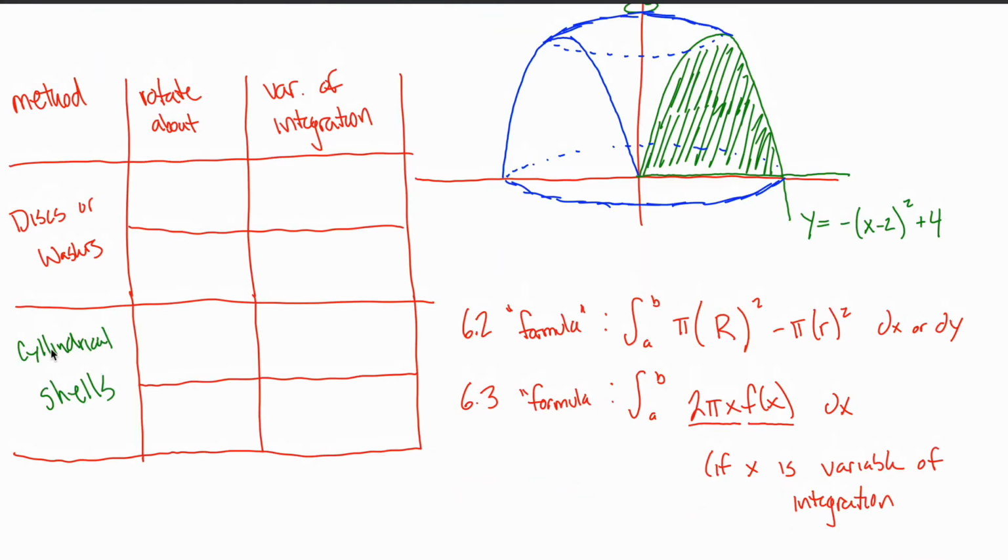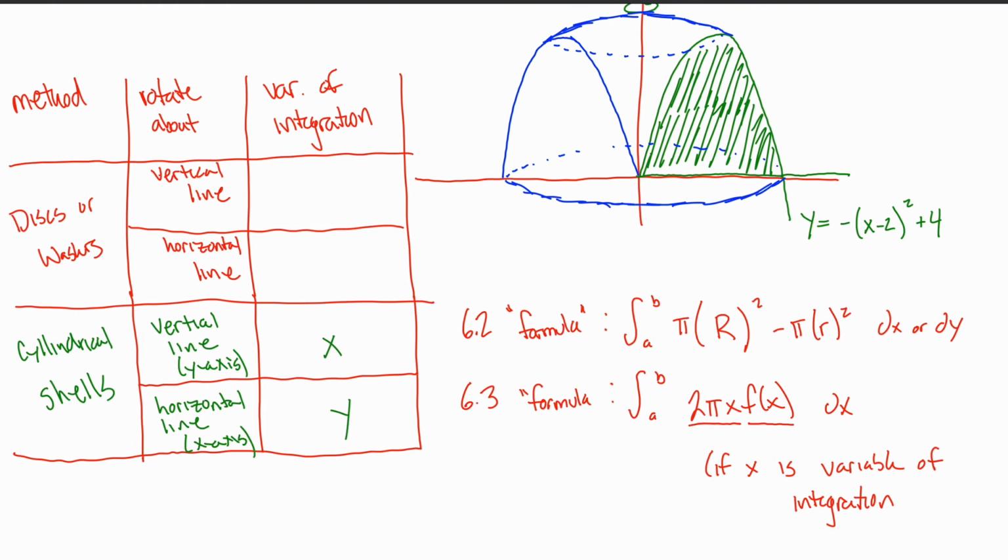What I'm saying is that if you're using the method of cylindrical shells and you rotate around any vertical line, for example the y-axis like we did in this example, then our variable of integration will be x. We'll have a dx at the end of our integral. And similarly, if you rotate around a horizontal line, for example the x-axis, then your variable of integration will be a y. And I just want to make the point that that's the exact opposite of what happened with discs and washers. With discs and washers, it was horizontal lines that we rotated around where our variable of integration was x, and it was vertical lines that we rotated around where our variable of integration is y.